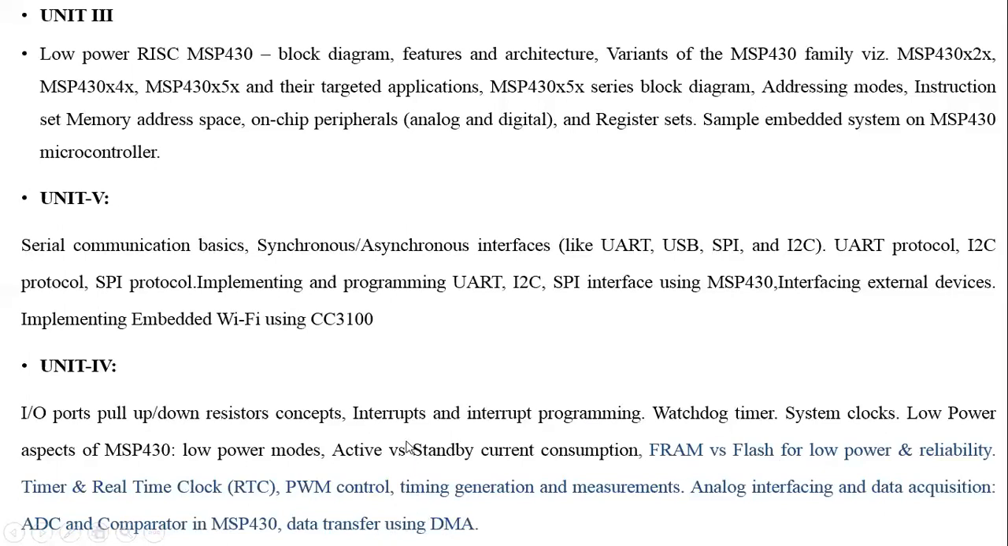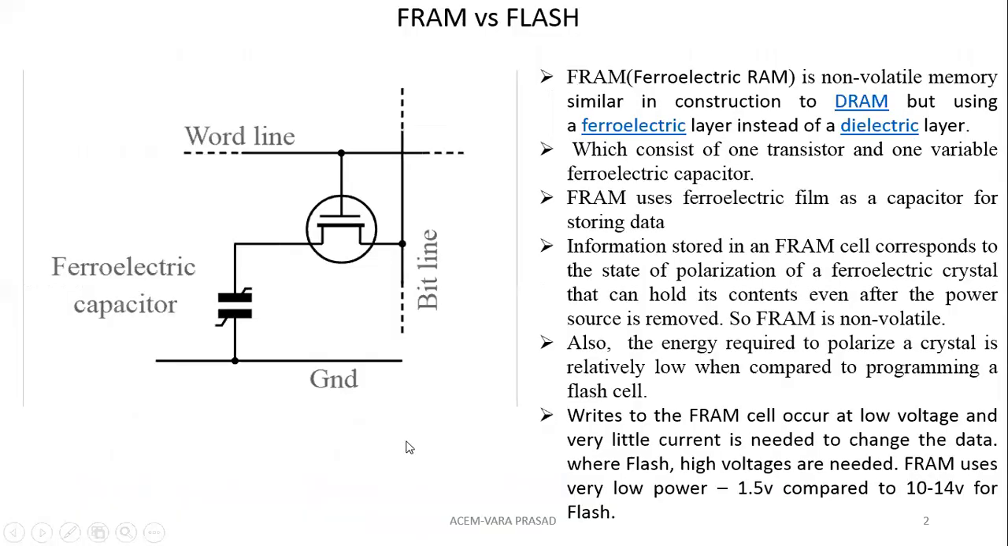Okay, so now we'll go one by one. Let's first start with FRAM. FRAM means ferroelectric RAM. Generally, RAMs are of two types: DRAM and SRAM. DRAM means dynamic RAM, SRAM means static RAM. DRAMs are fabricated with capacitors, and because the capacitors are discharging, that's why we need the dynamic refresh.